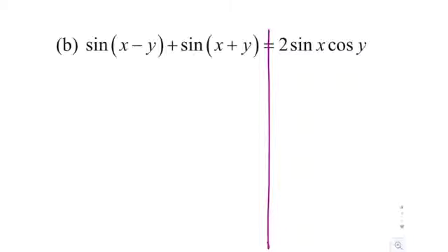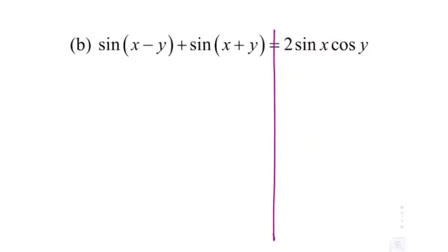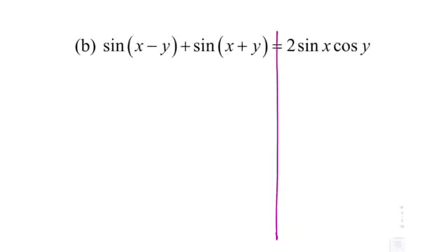On which side should we start if our first goal is to get the angles the same, left or right? Left. Very good. So go ahead and work on the left and see if you can get it to equal the right. I'll give you a couple minutes.